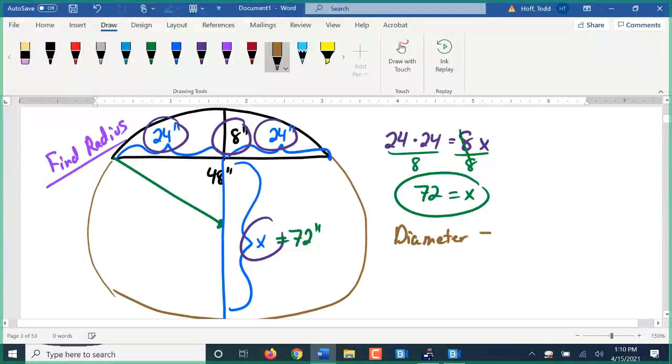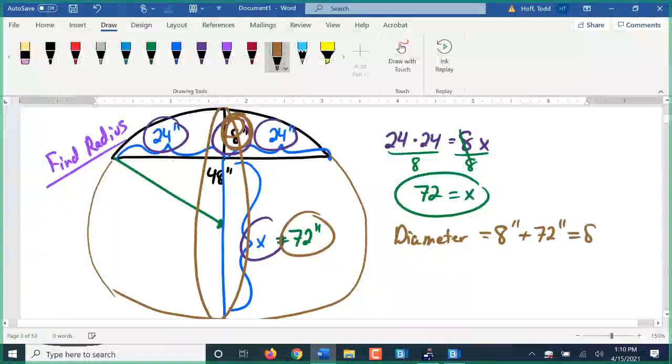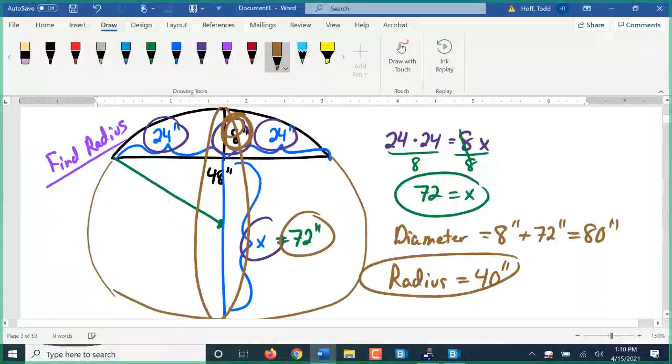The diameter of that circle then is this distance all the way across, just our 8-inch arch plus our 72 inches for x, which gives us an 80-inch diameter. So our radius is 80 divided by 2, or 40 inches. That's going to be an important skill to remember as we go into next week.